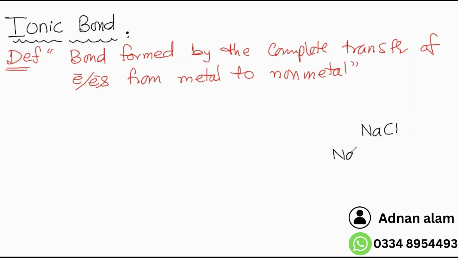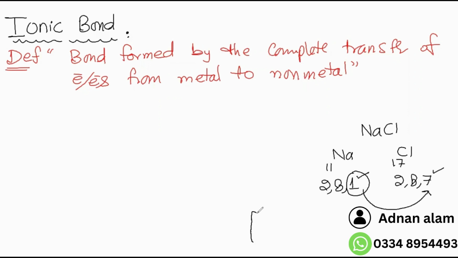So sodium's proton number is 11 and chlorine's proton number is 17. If I consider the general electronic configuration for sodium, it is like this, and chlorine's general electronic configuration is like this. Now you can see that sodium has one valence electron and chlorine needs one electron in its valence shell. So this electron of sodium will be transferred from sodium to chlorine.